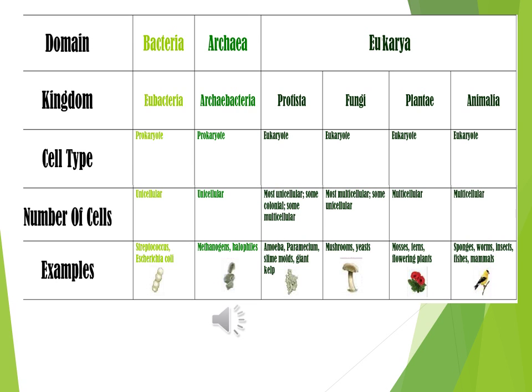In the kingdom Plantae, the cell type is eukaryote. The number of cells is multicellular. The examples are the mosses, the ferns, and the flowering plants. And in the Animalia kingdom, the cell type is eukaryotic. The number of cells is multicellular, and the examples are the sponges, the worms, the insects, the fishes, and the mammals.